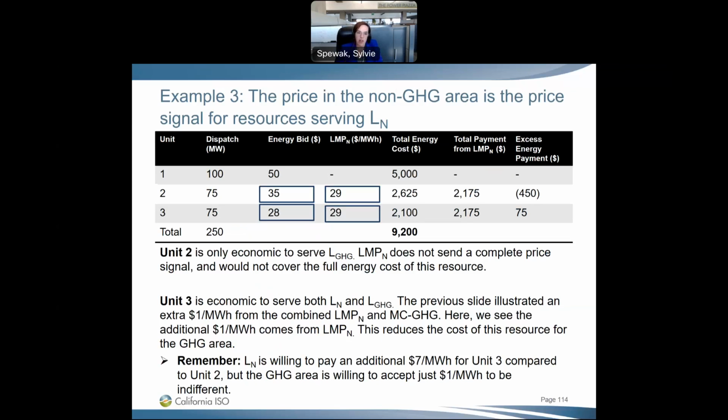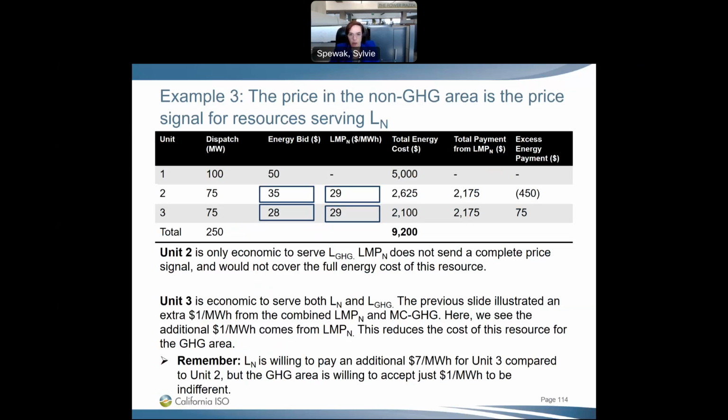But remember that this is a negotiation, so load in the non-GHG area is willing to pay a little bit more for this resource to avoid having to pay an additional $7 per megawatt hour for Unit 3 compared to Unit 2. And the GHG area is willing to accept that $1 per megawatt hour to be indifferent to that switch. So this is the way we minimize system costs for both load in the GHG and the non-GHG area.